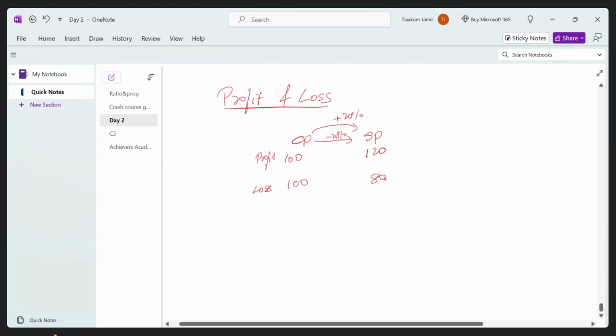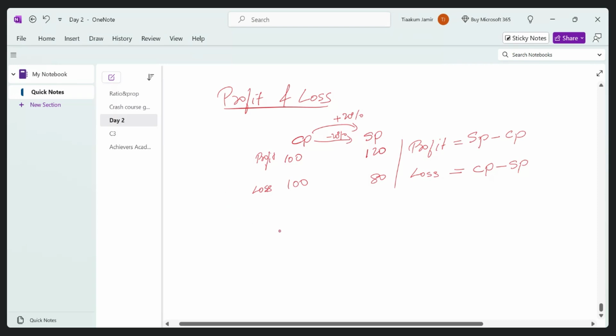In terms of money, profit formula will be selling price minus cost price. Loss will be cost price minus selling price.